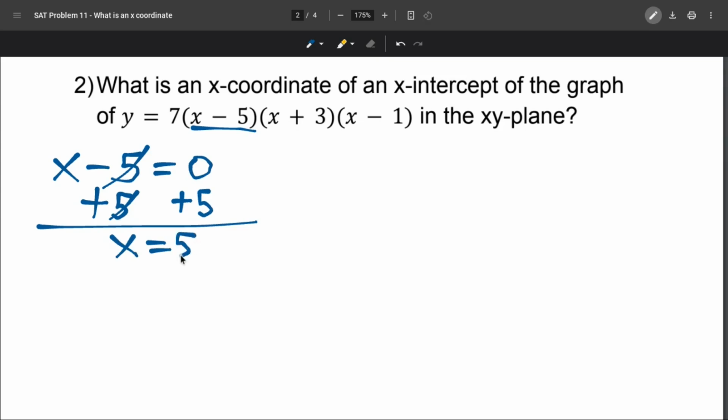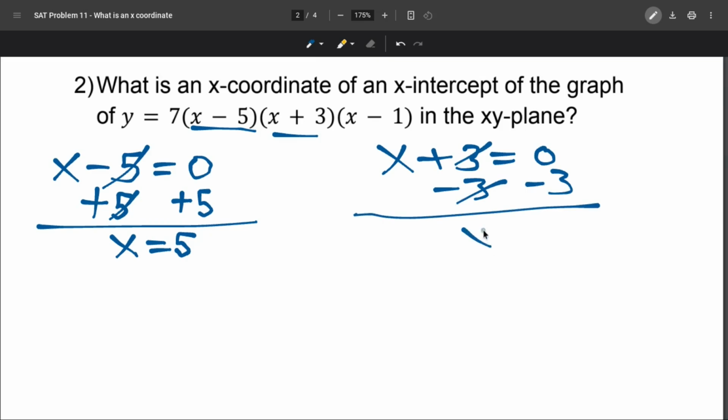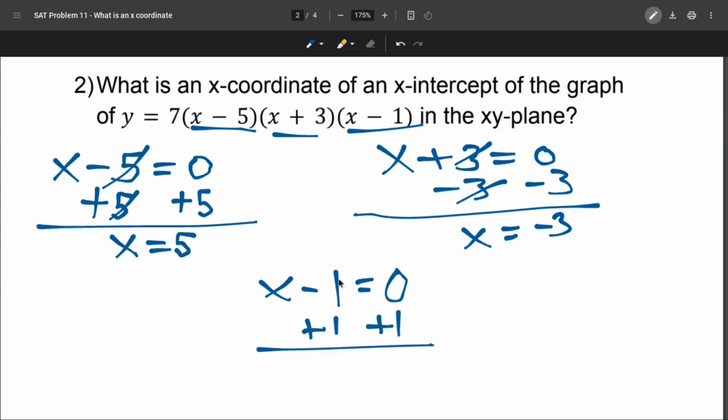Okay, I could also set x plus 3 equal to 0. Subtract 3. I get x equals negative 3. And I could also set x minus 1 equal to 0. Add 1. And I get x equals 1. Again, the fastest way is to remember just change the sign of these and pick the number, but you should know why you're doing that, of course.